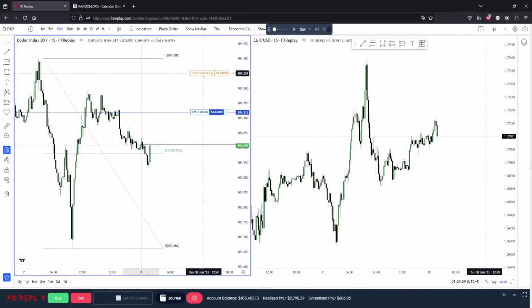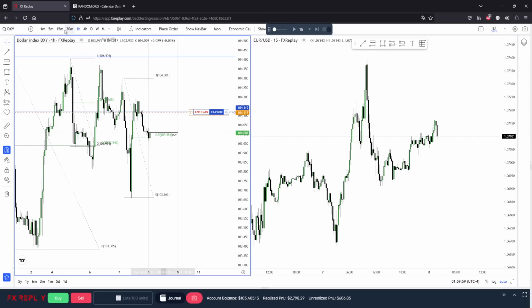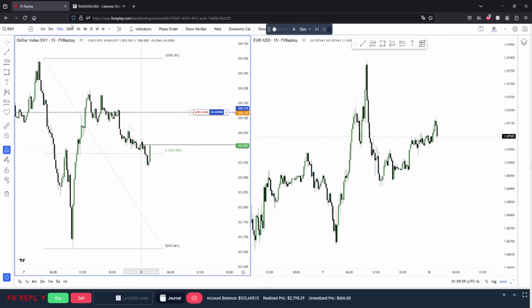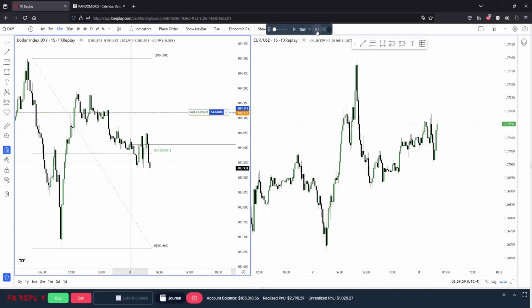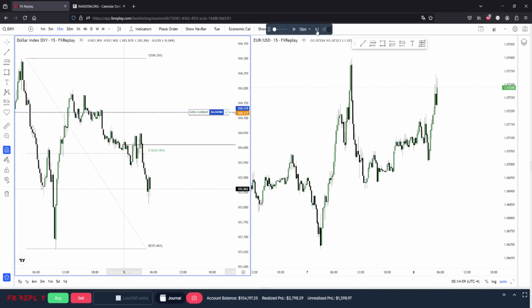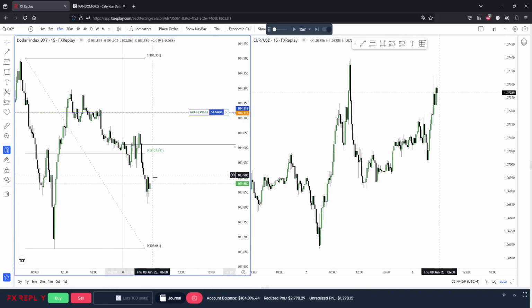Right, I'm gonna go break even anyway. I don't like this entire structure. It should not violate this area here, so let's see what it does. Right, that's good. So far, did I take a loss? I didn't take a loss yet, right?